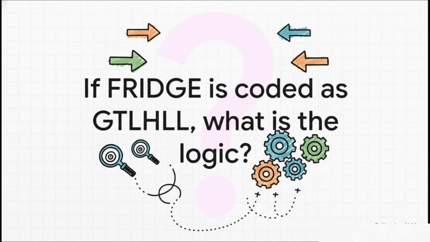Okay, did you get it? The logic is an increasing forward shift. It's +1, then +2, then +3, and so on. Awesome job if you cracked that one.